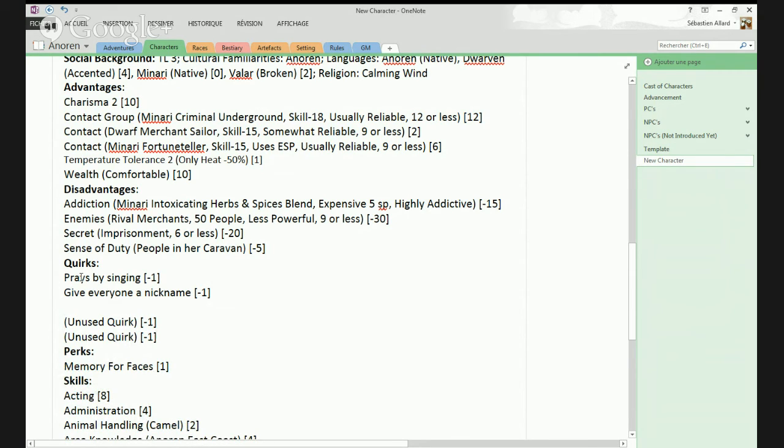So in quirks, the maximum is 5. So I'm gonna use it all to give me some room to finish my design. So I need a little disad. Let's see.